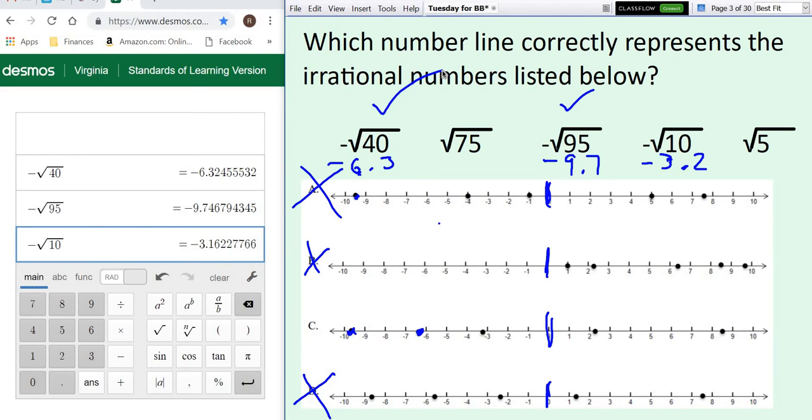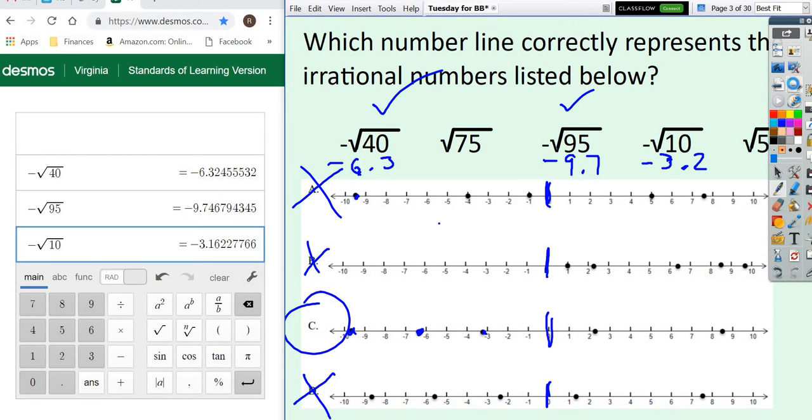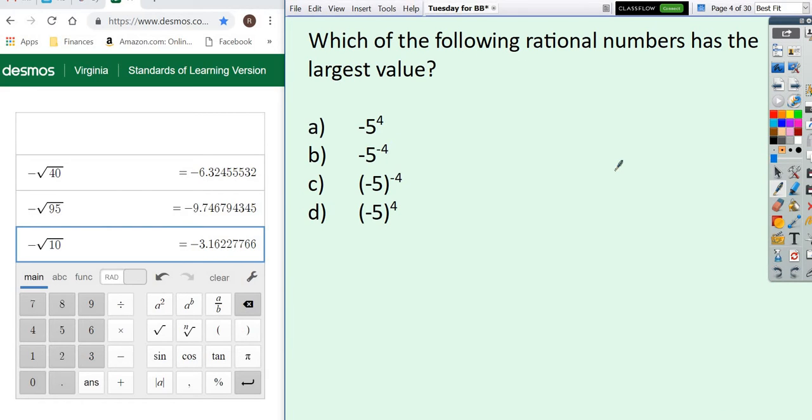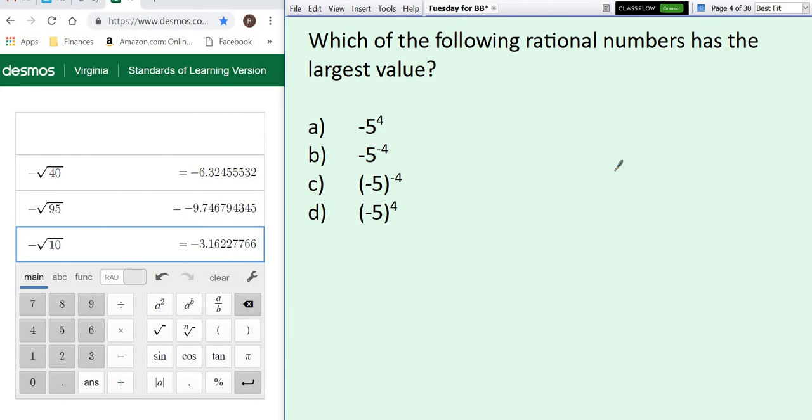I've got negative 3.2, which is right there. So I'm not even going to check the other 2. And I know that C is my answer. Now, if I was taking an SOL, you better believe I'd check those, but I know I'm right, so I'm going to move on. Which of the following rational numbers has the largest value?